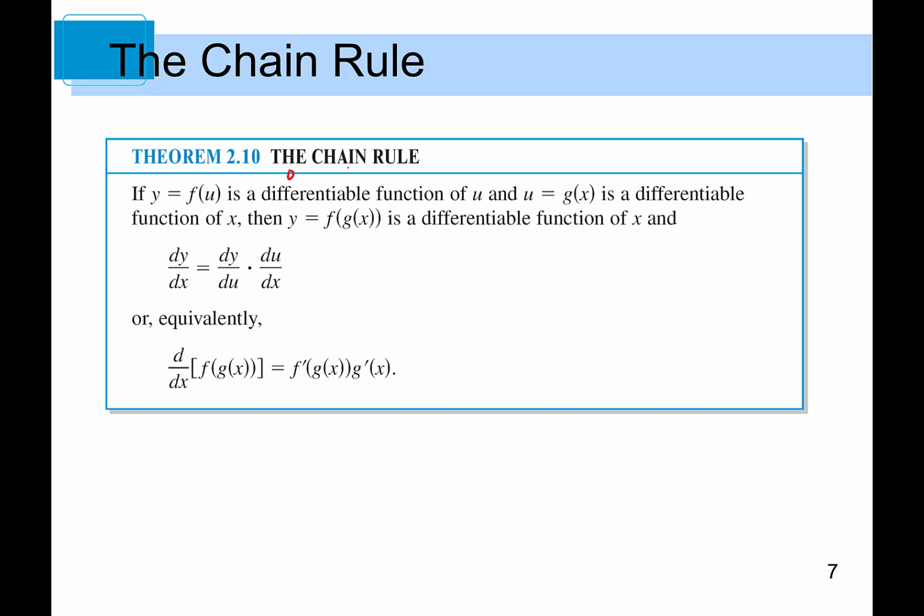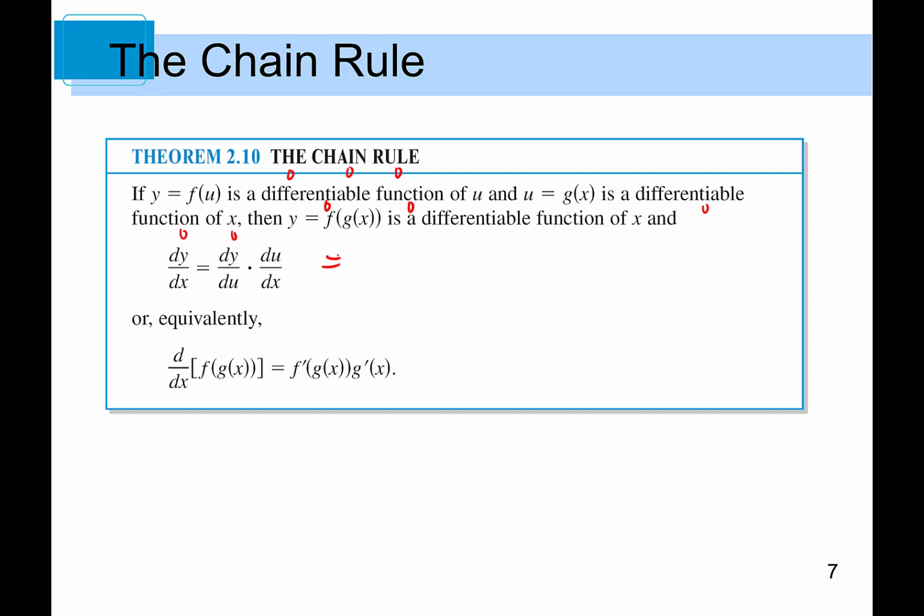Let's take a look at the chain rule theorem. If y equals f of u is a differentiable function, so this is always the assumption of u, and u equals g of x is a differentiable function of x, then y equals f of g of x is a differentiable function of x, and dy over dx equals dy over du times du over dx.